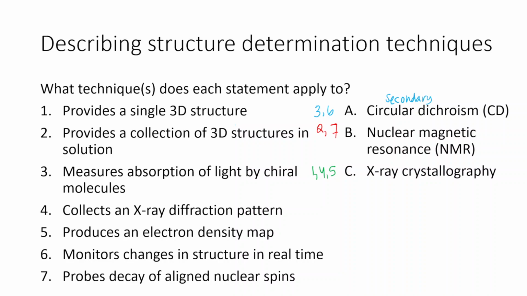Before we move on from this, I just wanted to make sure everyone is clear. For circular dichroism, we're looking at secondary structures only. For NMR and for X-ray crystallography, we're looking at what level of structure? Yeah, exactly. We're looking at tertiary and quaternary.